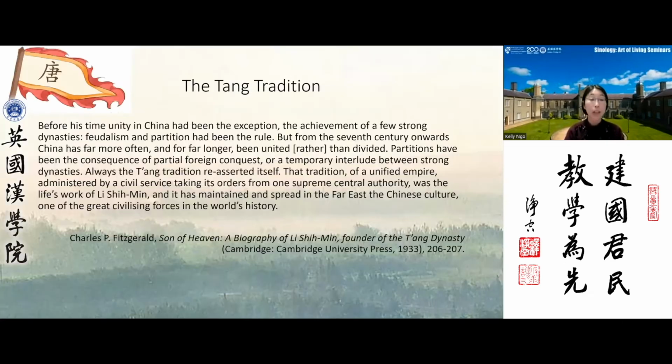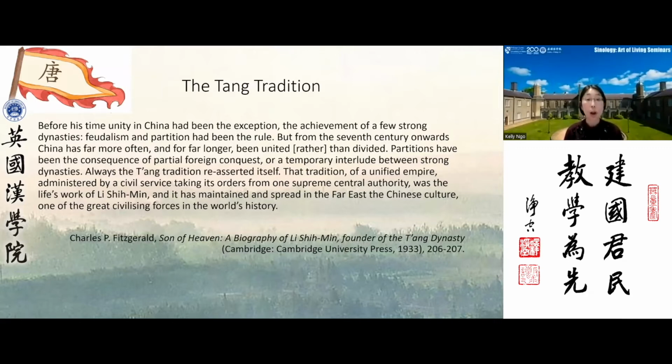Well, the British historian Charles Fitzgerald writes about the Tang tradition in his biography of Emperor Taizong, the biography of Li Shiming. And he writes that before Taizong's time, before his reign, unity in China had been the exception, the achievement of a few strong dynasties. Feudalism and partition had been the rule.